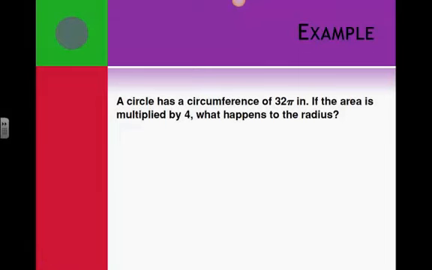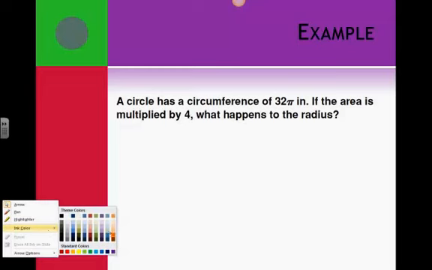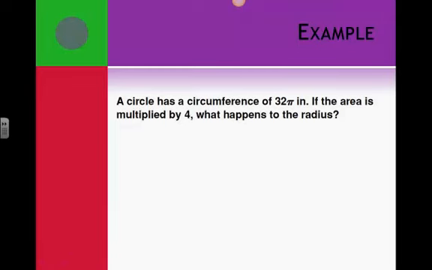Okay, so let's look at this example. It says a circle has a radius of 32 pi inches. I'm sorry, a circumference, I should read properly, of 32 pi inches. So that's the radius, and the circumference is 32 pi inches. Now it says if the area is multiplied by 4, then what happened to the radius?